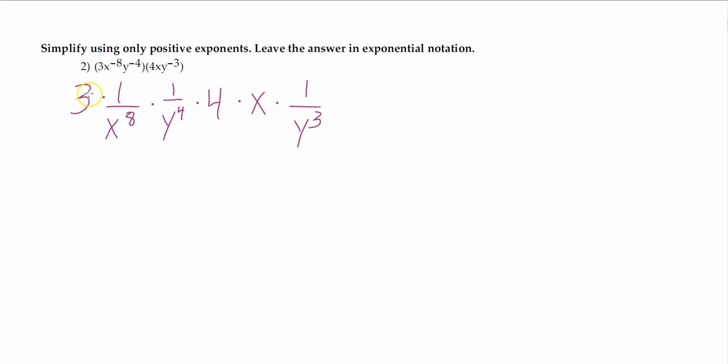Okay, now everything on top, the 3, the 1, the 1, the 4, the x, the 1, all makes 12x. So on the top we have 12x. On the bottom, we have x to the 8. We have a y to the 4. And we have a y to the 3.